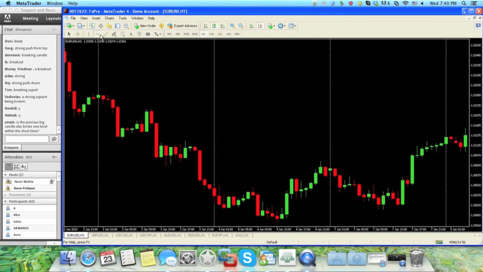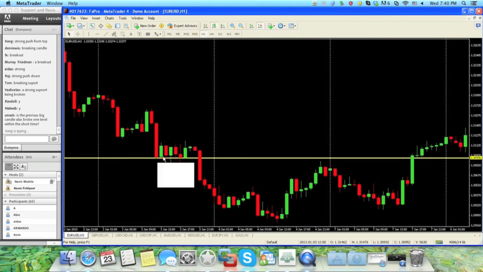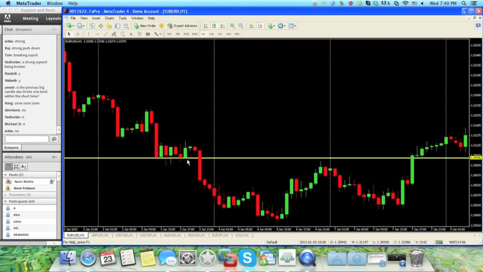Now, if I put my line here on the lowest body, is there a single body that closes outside of this? No, not a single body that goes outside of this. Tails are fine. Tails are just trying to tell you that it tried to go out, but it couldn't. So tail, you can have as many tails as you want. It doesn't mean anything. It's the bodies that make a difference.